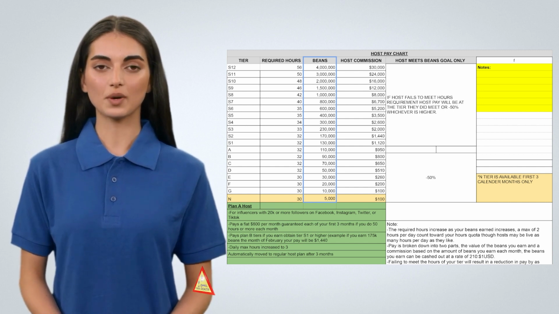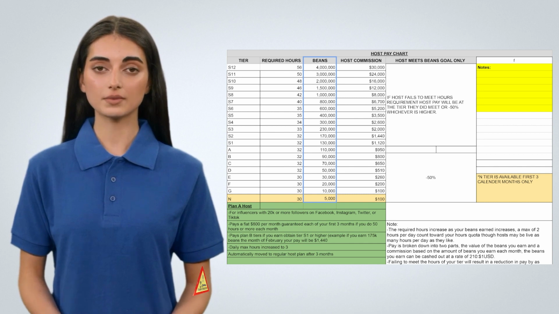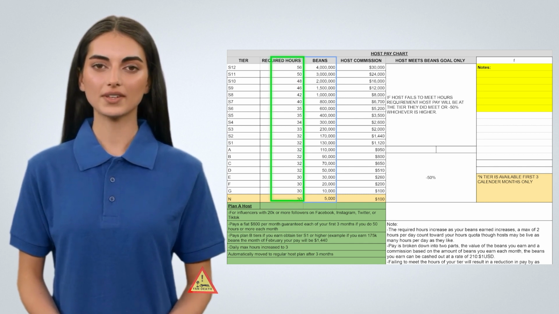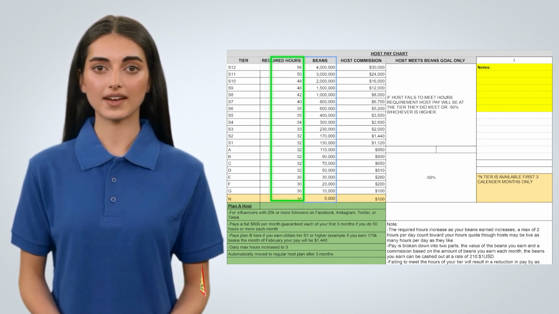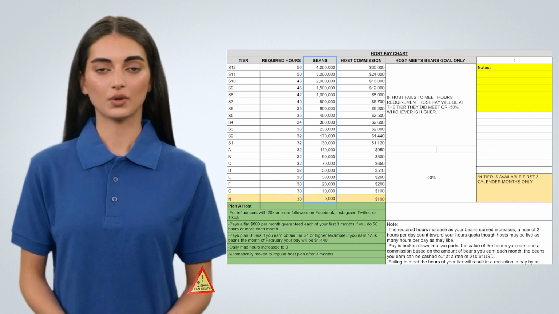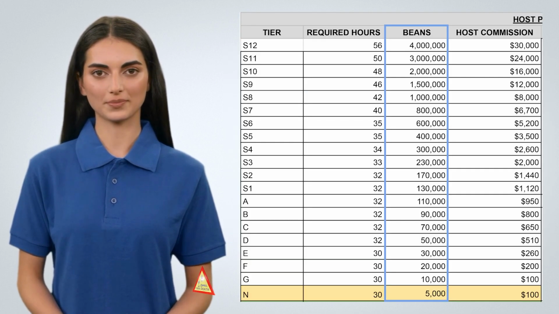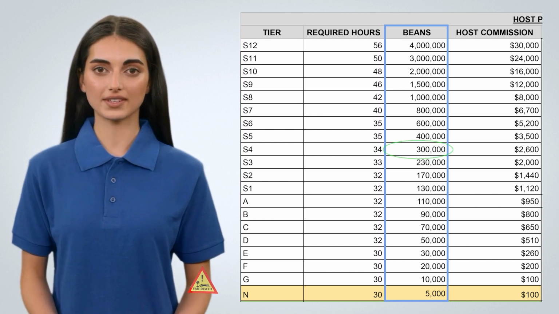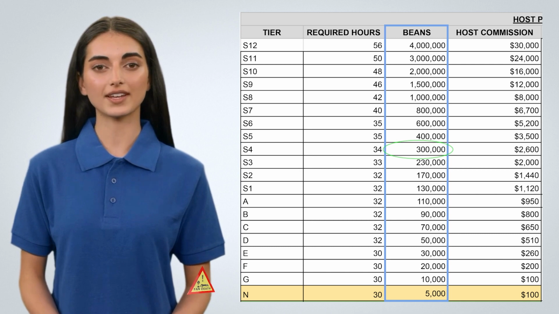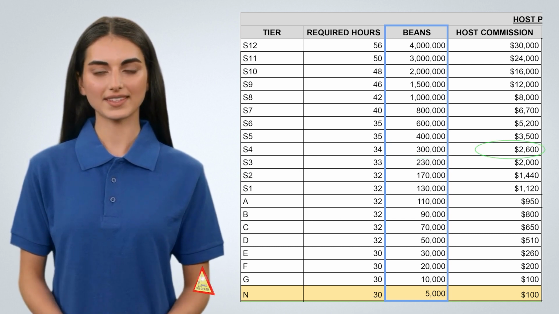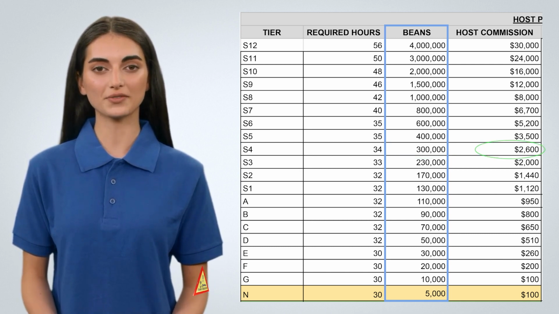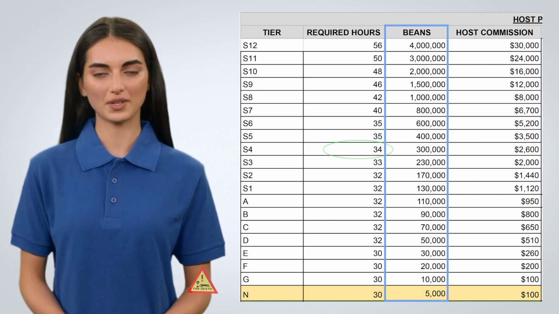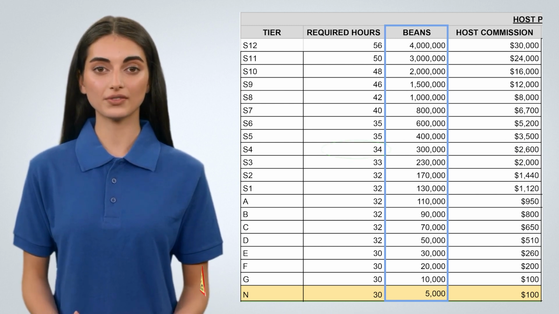Now you're probably wondering how hours factor into the equation. The hours column is the number of hours required to be paid in full for the beans tier you qualify for. For example, say for the month of March you earn 300,000 beans through gifts from your viewers. That qualifies you for the S4 tier and a payout of $2,600. However, you must complete 34 hours live throughout the month to be paid the full amount.